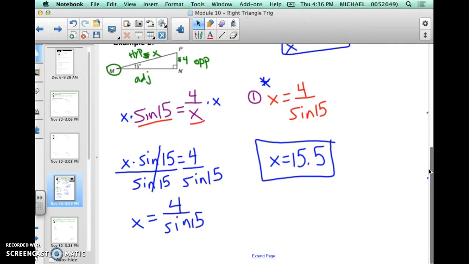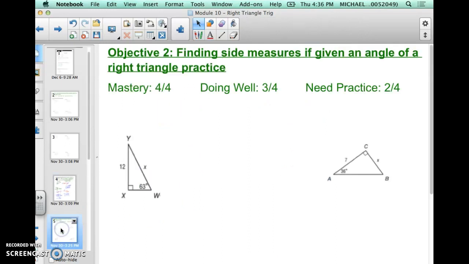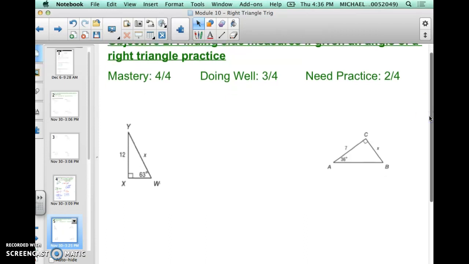So, at this point, the video is complete. Please try these 4 problems on your own. Again, labeling each triangle in reference to the given angle. That's the first step, and it's very important. And then figuring out which trig function to use based off of the pieces that are given to you.